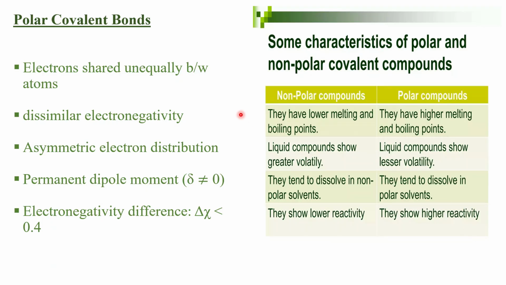Now, moving to polar covalent bonds. Polar covalent bonds arise when electronegativity differences are moderate, large enough to distort the electron cloud but not large enough to completely control or transfer the electron. This results in partial charges and permanent dipole moments.